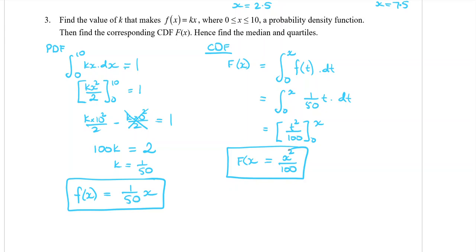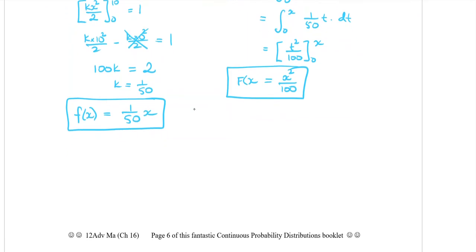Hence, find the median and quartiles. We get to practice that again, same as what we did in question 2. The median will be found when the cumulative function is equal to 0.5. It's at 1 at the end, so half of that is always 0.5. So I'll have 0.5 equals x squared over 100. Times the 100 over, that would be x squared equals 50. And then the square root of 50 in exact form, not decimal, isn't it 5 root 2?